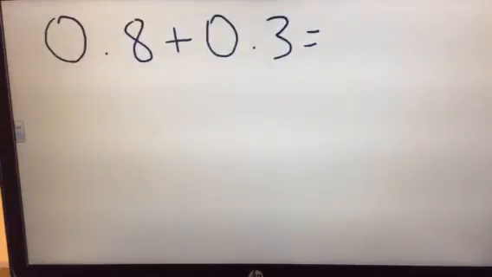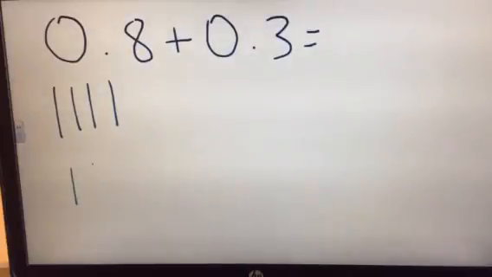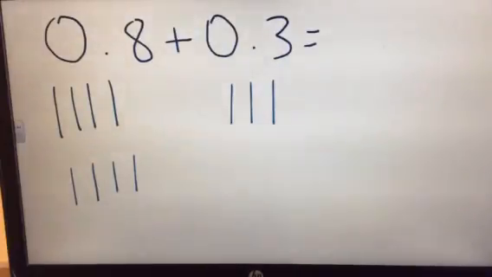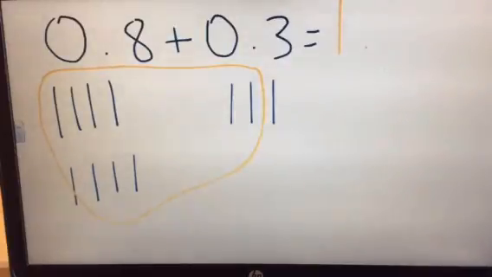Let's try another example. If I have the number 8/10 plus 3/10, how would I model that? For my 8/10, I'm going to draw 8 rods, and for my 3/10, 3 rods. Knowing that 10 rods make a flat, I will partition those off, and I know now that that is equal to 1, and all I have left over is 1 rod, which is equal to 1/10. So my answer becomes 1 and 1/10.